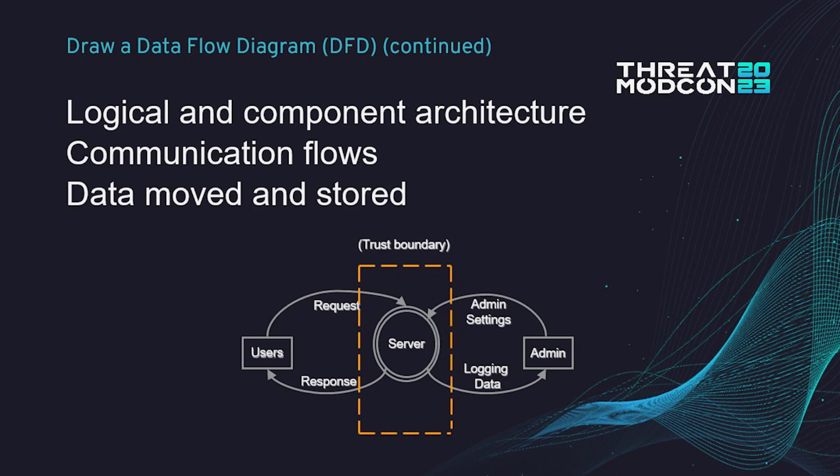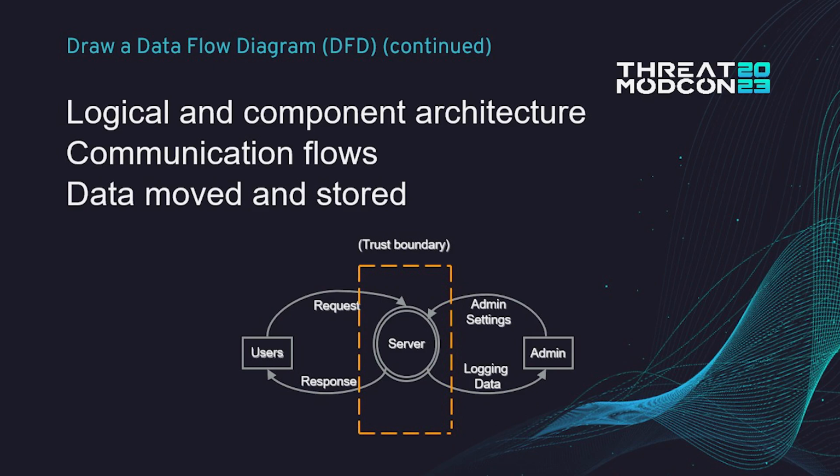The admin is setting some configuration. Maybe the admin is reading some logging data from the server. And again, you have that trust boundary around the server where there needs to be some kind of authentication, authorization, validation, and so on. Again, very, very high level, but it gives you an idea of some of the kinds of things that you're doing and the different types of symbols that you're drawing or using here to represent your system.